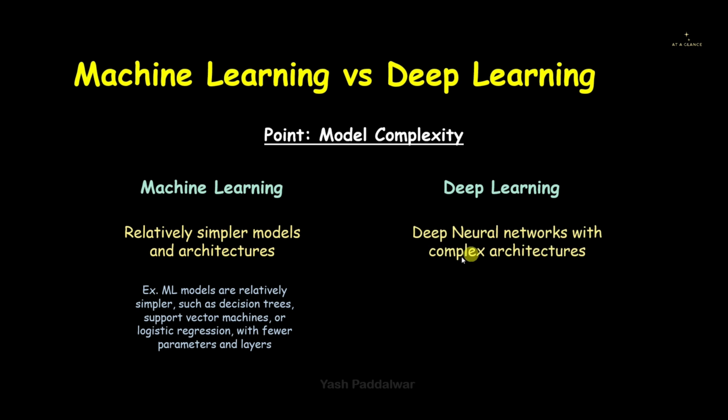Now, let's come to deep learning. Deep neural networks have complex architectures, and this complexity goes on increasing as and when parameters and layers are added to it.